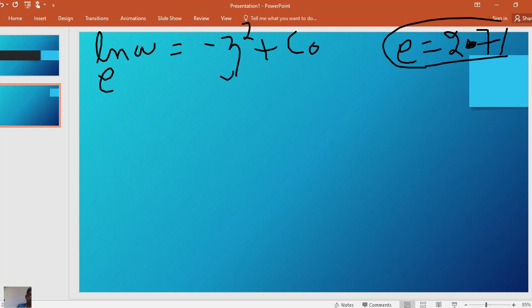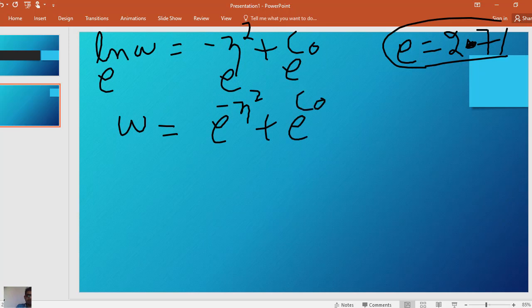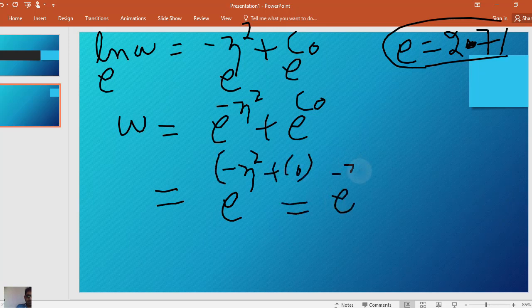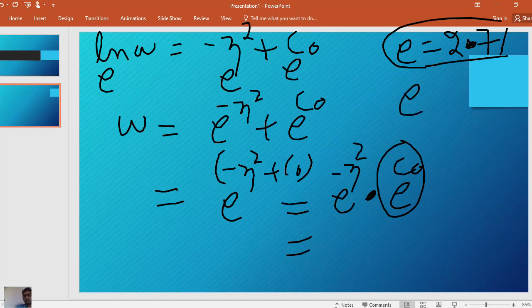So let's see, w is equal to e to the power minus n squared times e to the power c naught. Remember, this c naught is a constant, because e is a constant and c naught is a constant. So e to the power c naught is a constant, suppose it is C1. So C1 e to the power minus n squared is equal to w.